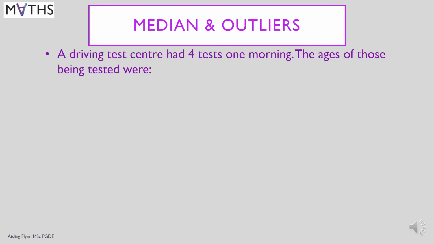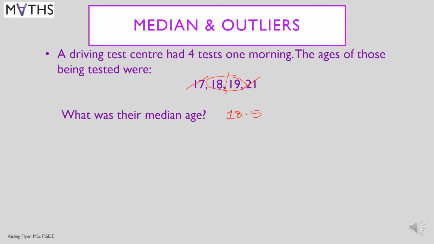Okay, so median and outliers. We're using the exact same example of people who took the driving test. They're the original. What was their median age? They're already ranked for us, which was nice. One from the bottom, one from the top. Well, there are 2 in the middle, and we have to go halfway between 18 and 19, which is 18 and a half years old. Now that's a good approximation for the group. You can say the average person taking the test was 18 and a half years old.